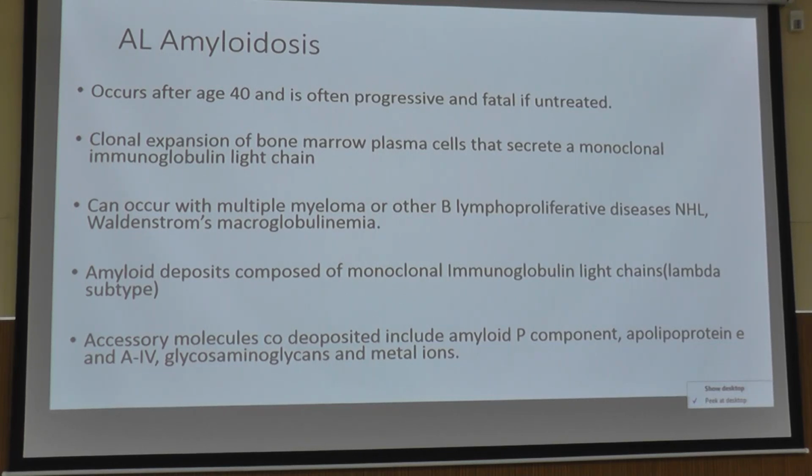Normally, a routine urine test will not show proteinuria, because the monoclonal light chain will not be detected in a standard urine routine examination. So that's why you have to go for either urine electrophoresis or serum electrophoresis to identify these light chains.